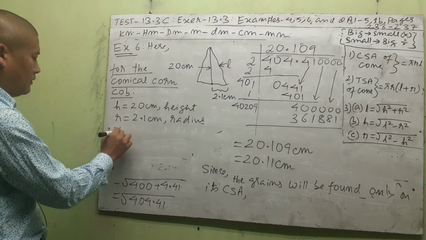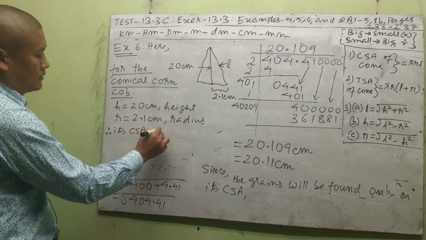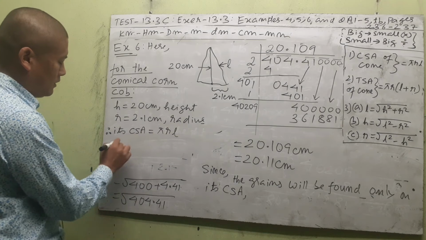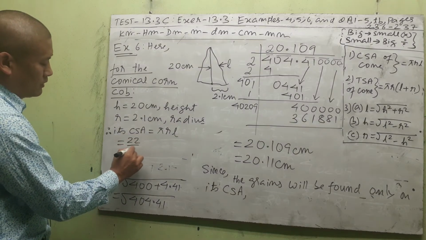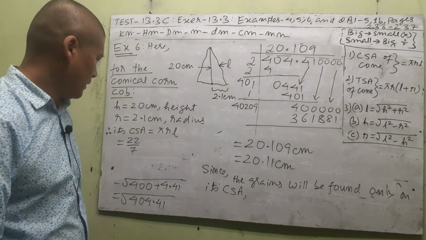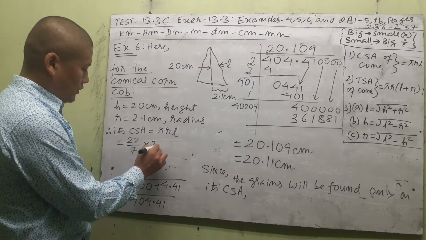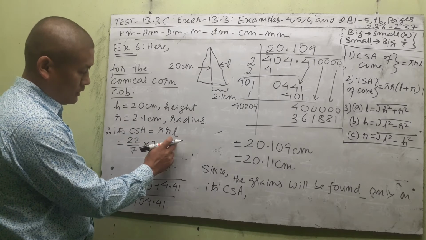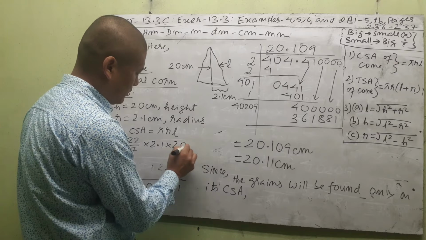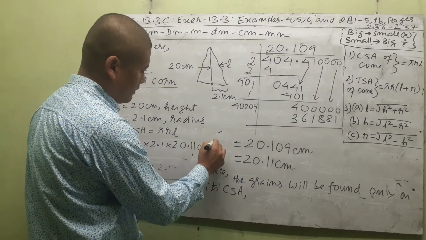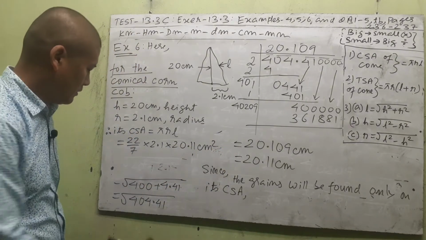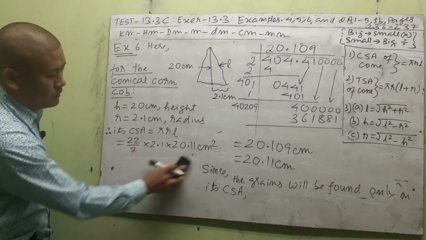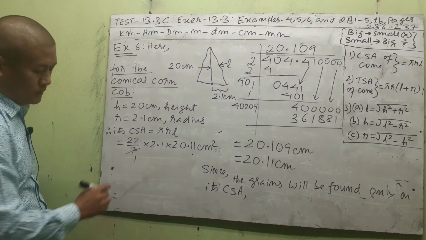Therefore, its curved surface area is pi RL. So pi we can take as 22 by 7. R is 2.1, as you can see here, into L. Just now we got here approximately 20.11. Area means centimeter square. Having done that, 7 ones are 7, right?